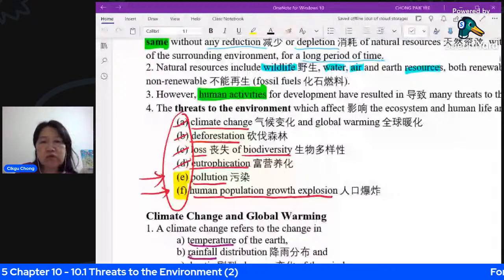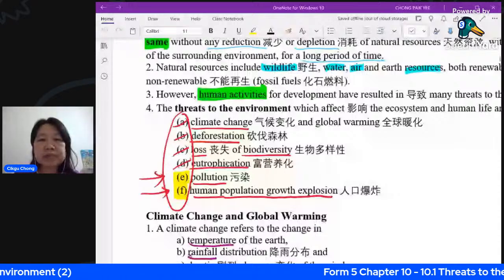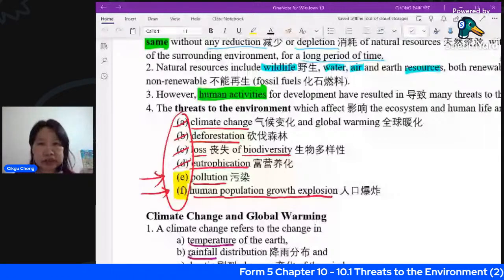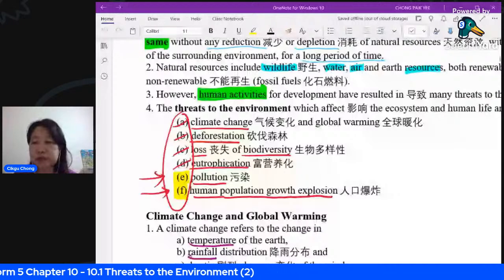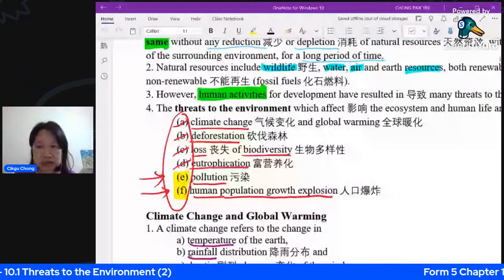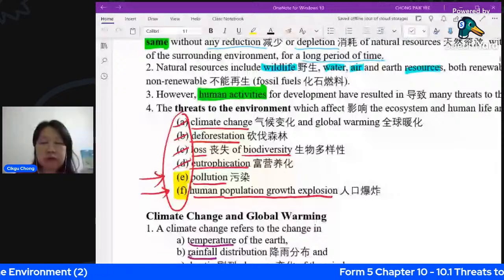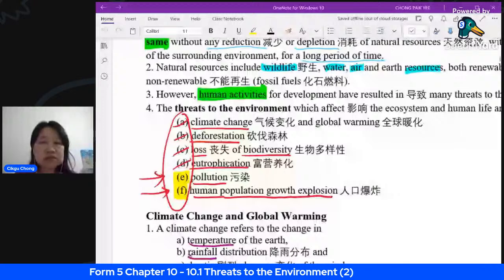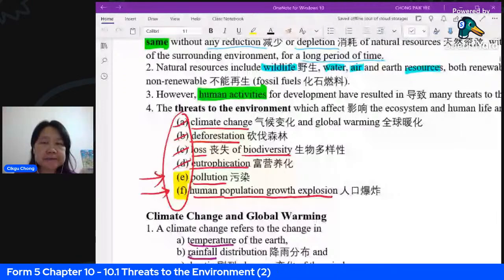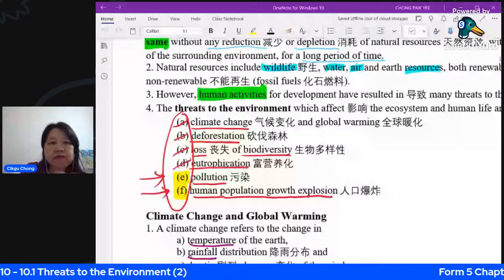Okay, now here there are 4 types of pollution. So I want you to remember this. There are 4 different aspects when it comes to pollution. To make it easy to remember, let's remember the acronym WANT. W for water, A for air pollution, N for noise, T for thermal. So you have 4 types of pollution. We look at them one by one.